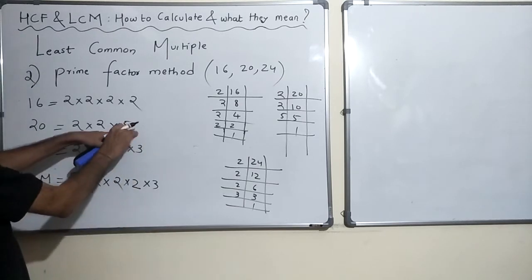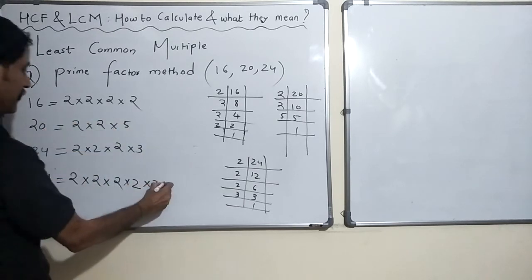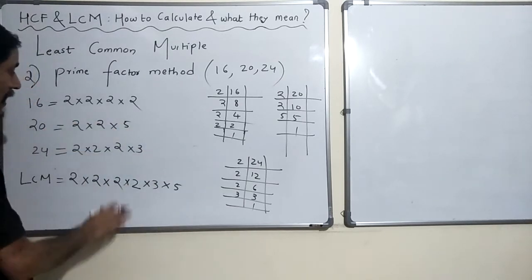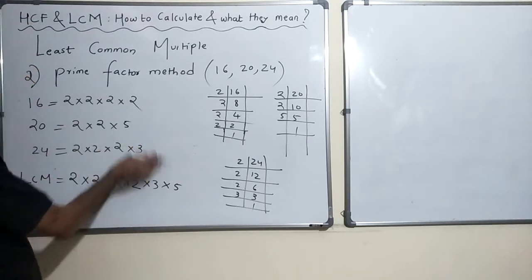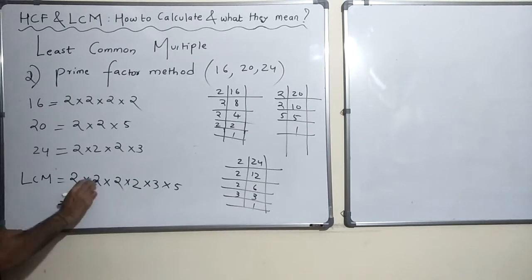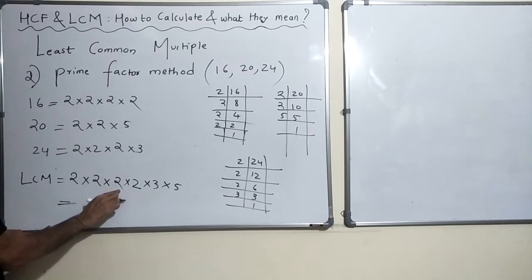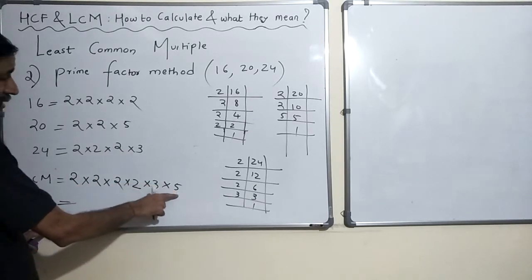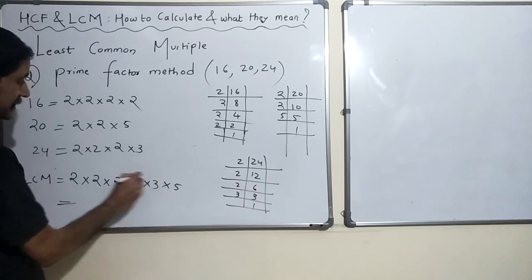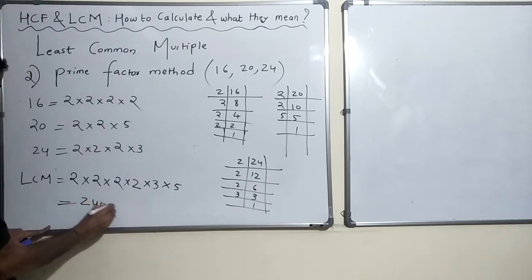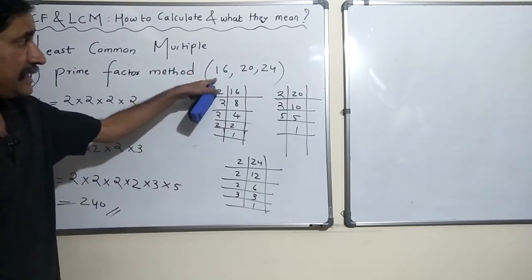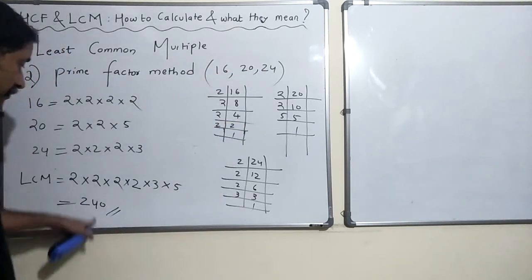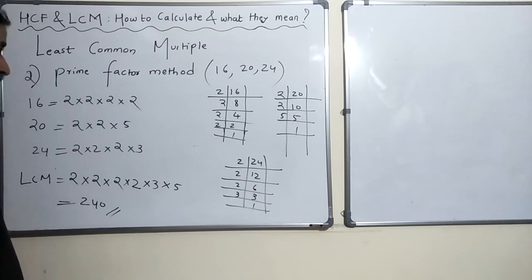Similarly 5 is there 1 time here, none, none. So I'll take 1 time. Have I missed any other prime factor? I guess no. 2 I have considered, 3 I have considered, 5 I have considered. So let's multiply. 2 fours are 8, 8 twos are 16, 16 fives are 80, 80 threes are 240. So as per my calculation, LCM of 16, 20 and 24 is 240.